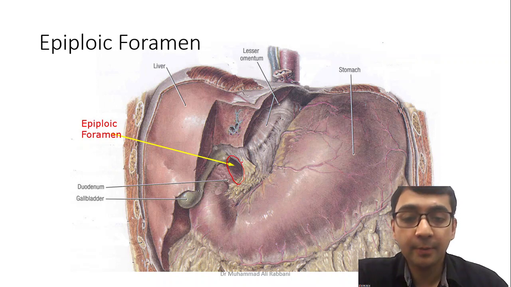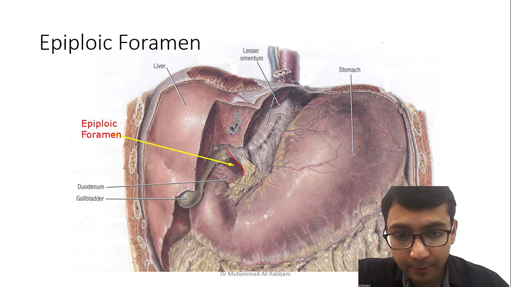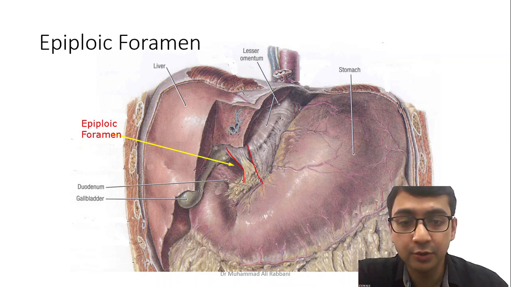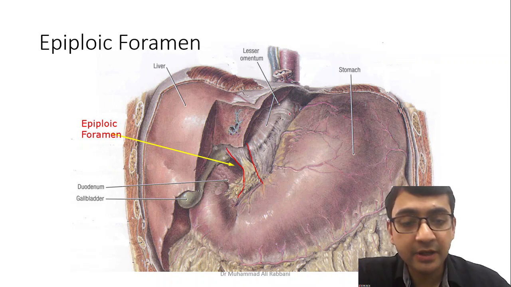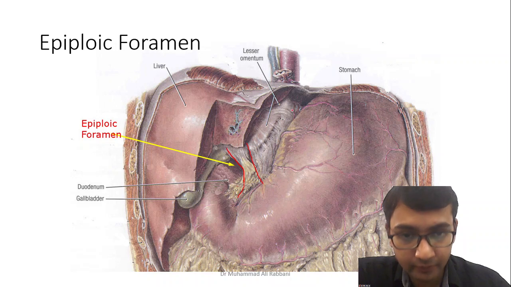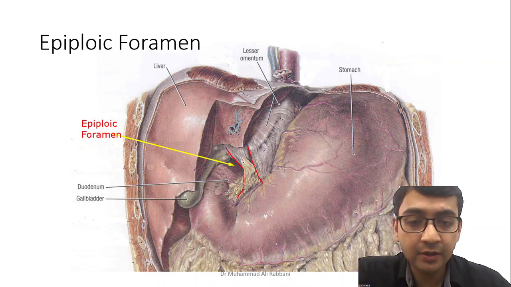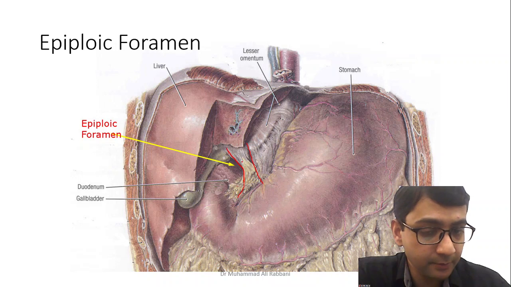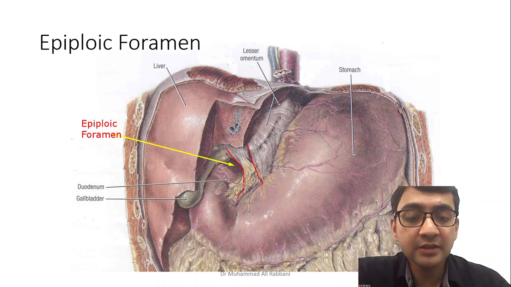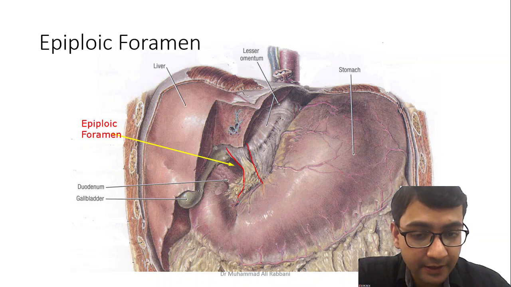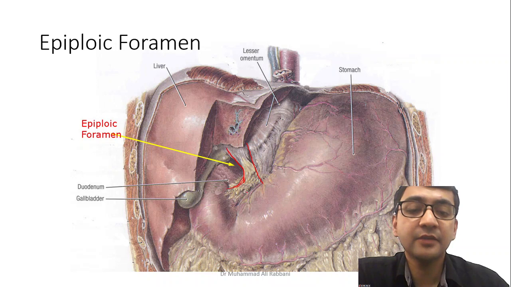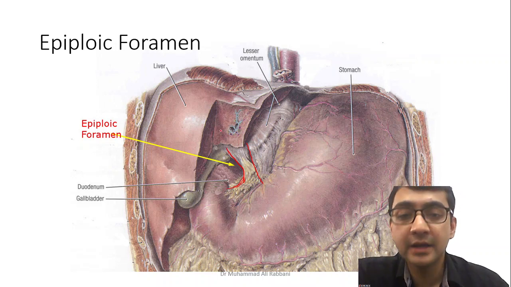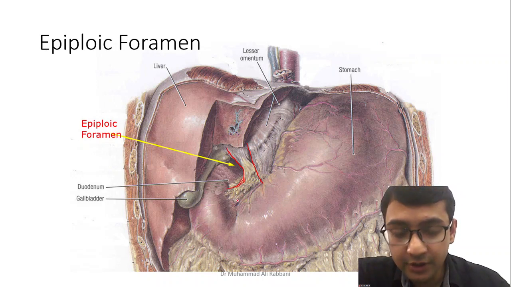The epiploic foramen is bounded anteriorly by this structure, the part of the lesser omentum that runs between the duodenum and the liver. This whole thing is the lesser omentum, and it is said by many names. You can just say lesser omentum. You can say the inferior or right free margin of the lesser omentum. You can say the part of the lesser omentum that runs between the liver and the first part of the duodenum. This part is known as the hepatoduodenal ligament.